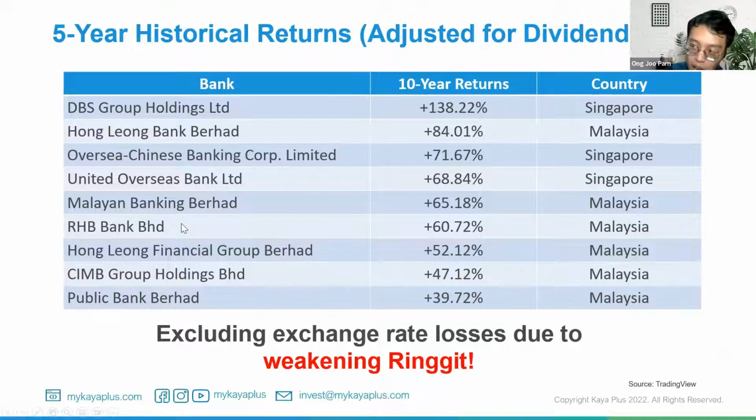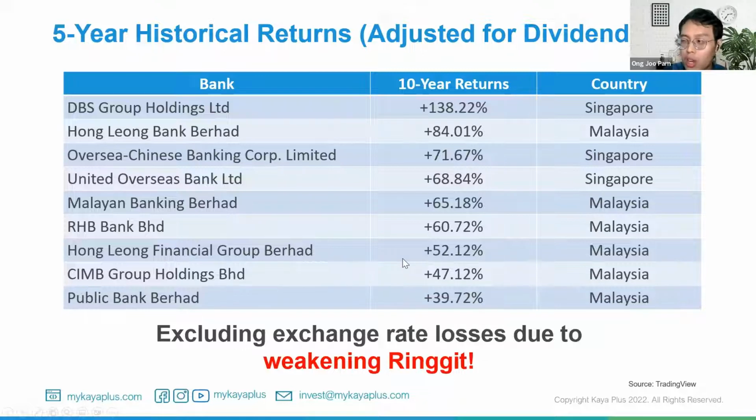So other banks like RHB, Hong Leong Financial Group, CIMB Group, and even Public Bank, in many Malaysians' opinion the most stable and most solid bank, only come in at 40%. This means that for the past 5 years, starting in 2017, if you chose to invest 100 ringgit into Public Bank, you'd be getting a 39% or 40% return.